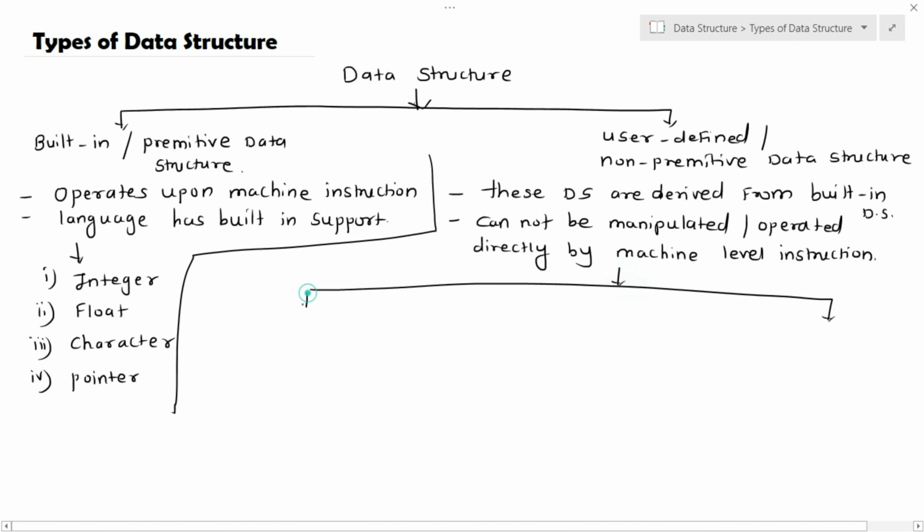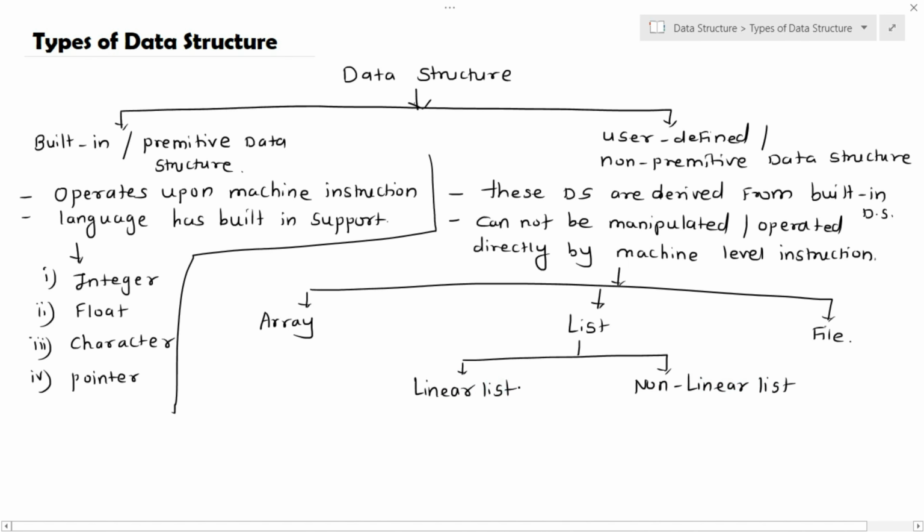User-defined or non-primitive data structures are basically categorized into three types. The first one is an array, the second one is a list, and the third one is a file. A list is again categorized into two types. The first one is a linear list and the second one is a non-linear list. We have to understand what is meant by a linear list and what is a non-linear list.